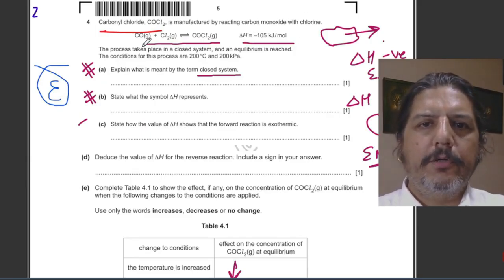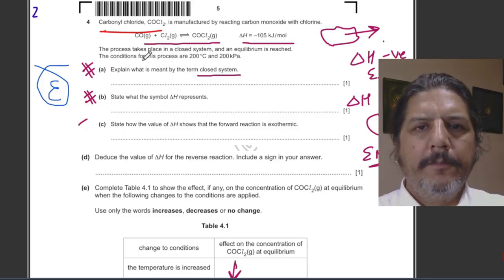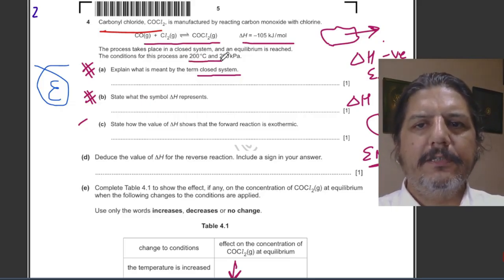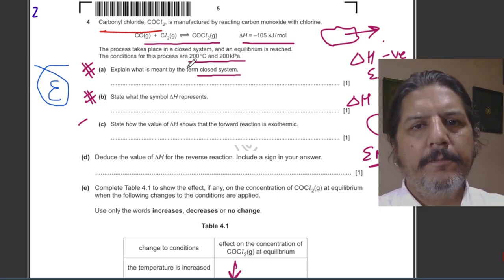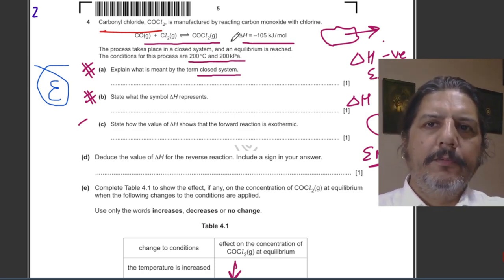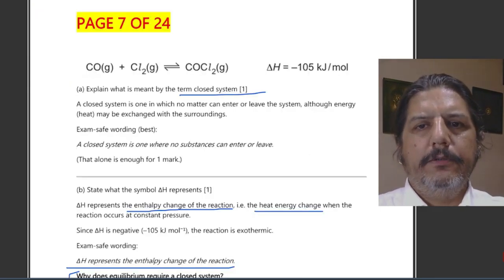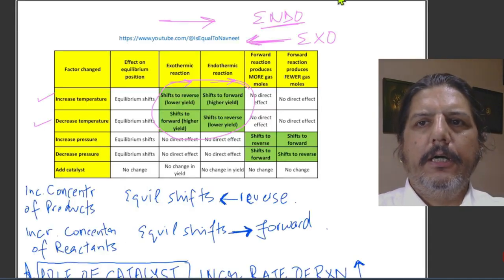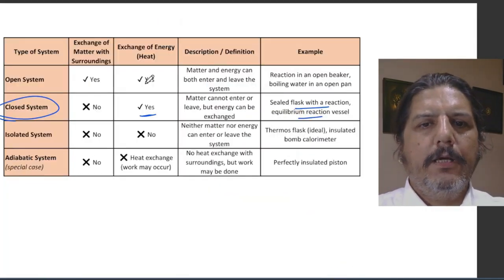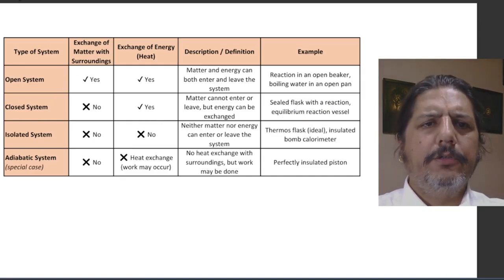Now let's look at the question. The process takes place in a closed system, and equilibrium is reached. The condition for the process is 200 degrees Celsius and 200 kilopascals. Explain what is meant by a closed system. Now, I have done a detailed analysis. I'll spend some time on it just to give you an idea.